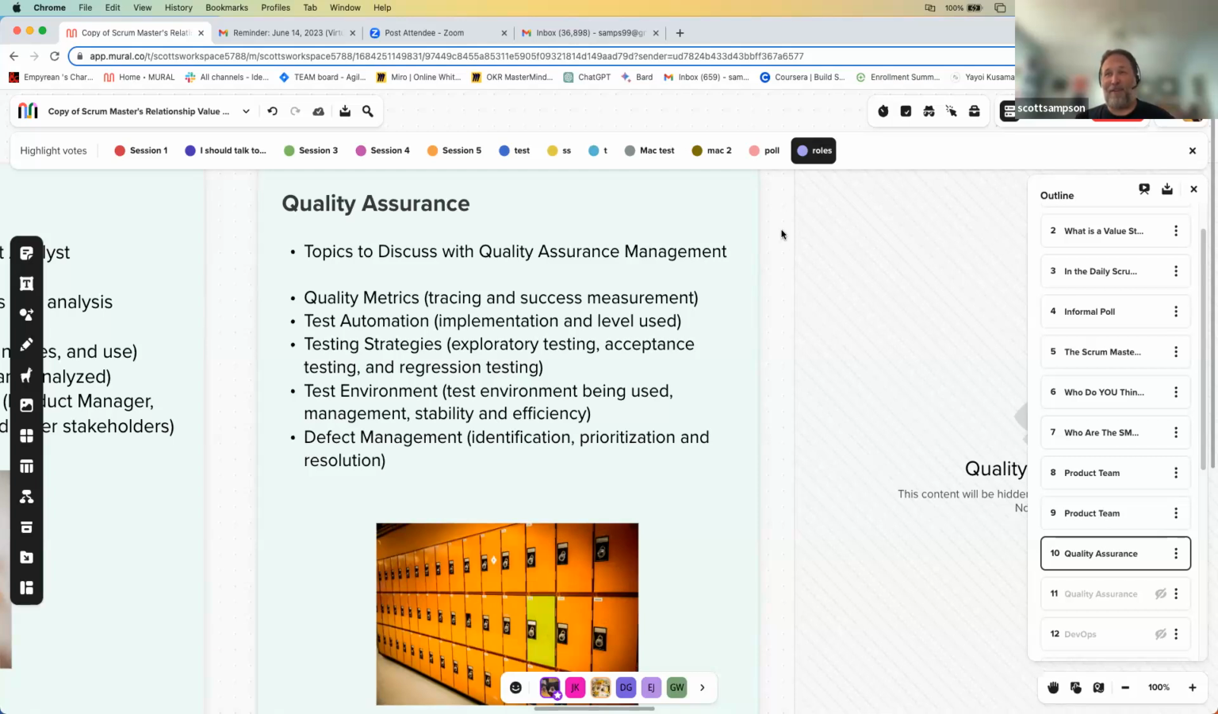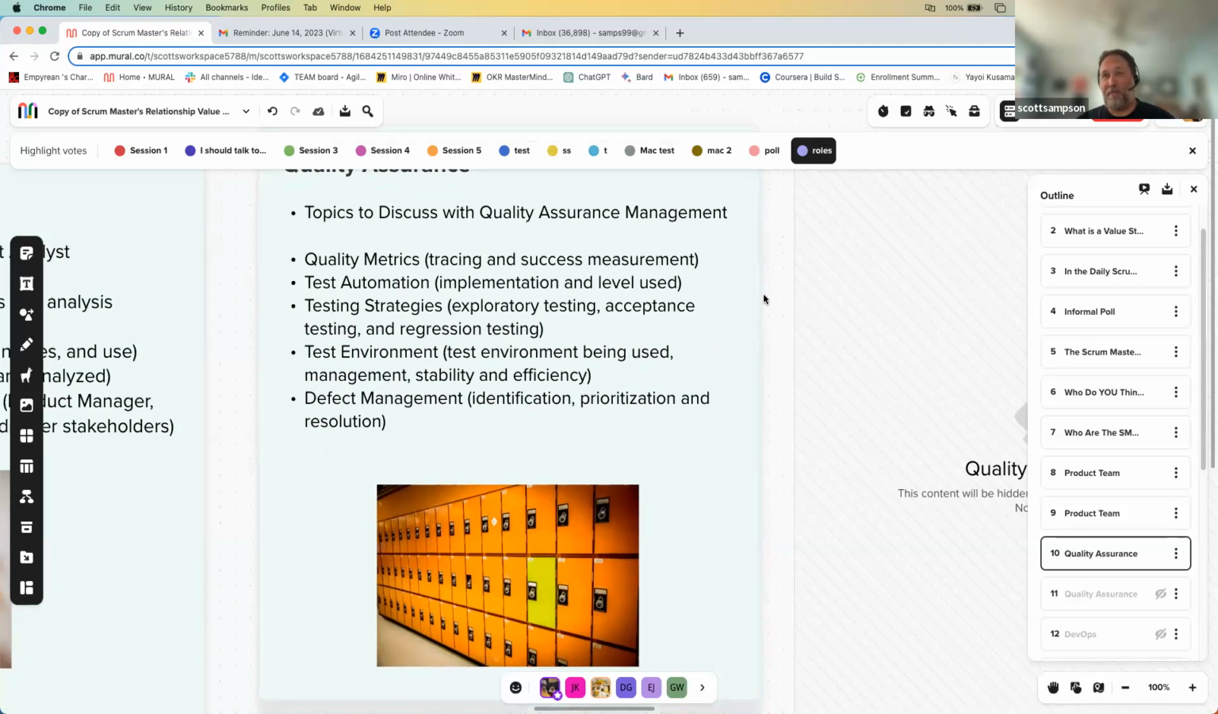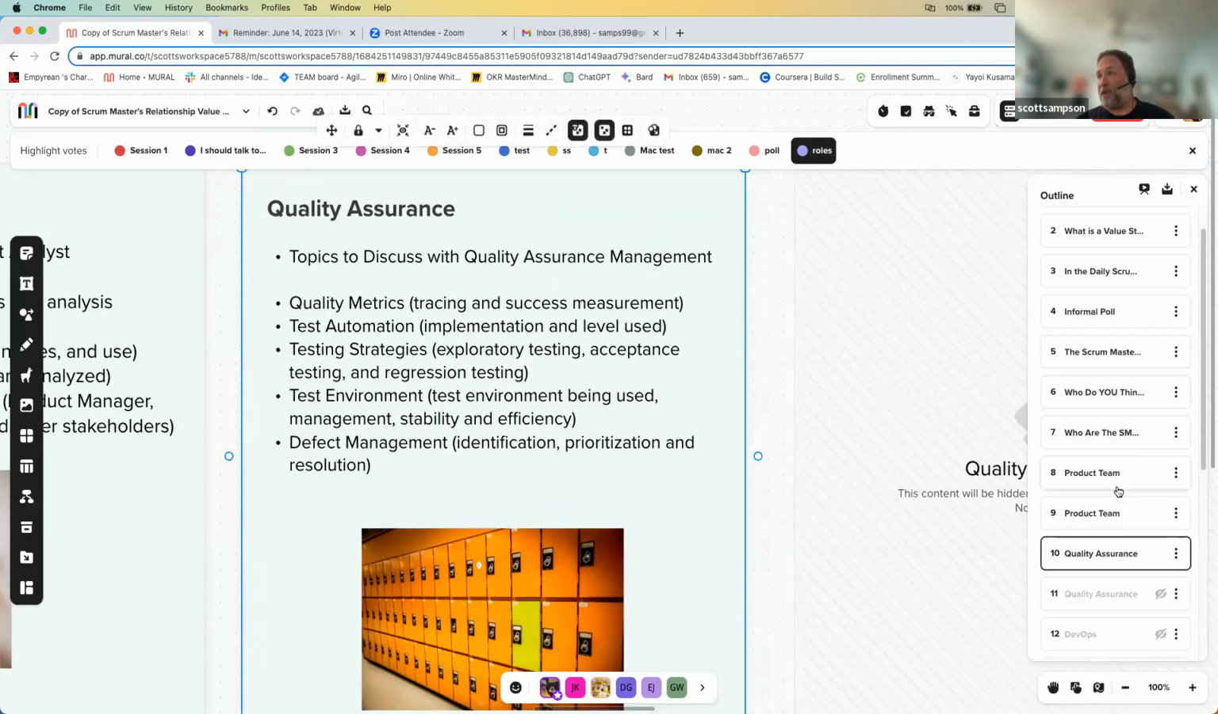Test environments, always it could be a touchy subject there with getting test environments that function properly or are available. So do they have the test environments they need? How are they working? And then that speaks to stability and efficiency. And then defect management. How are they identifying defects when they come their way? How does that come back to the team? How are they working with the developers to resolve defects? And how are they prioritized and resolved? Any questions so far?